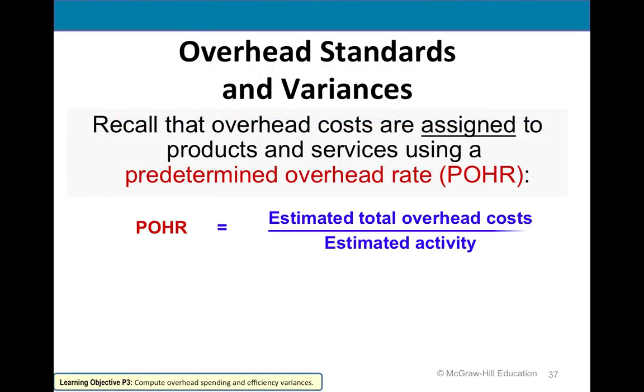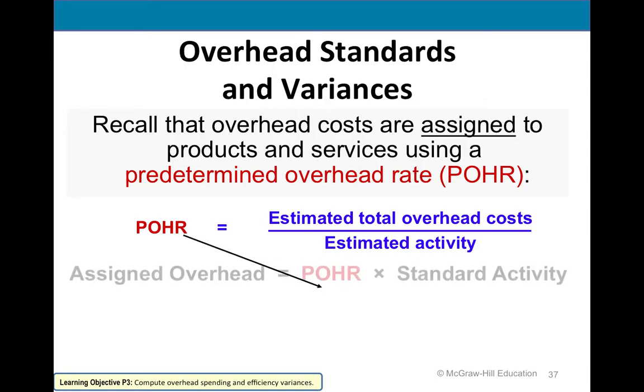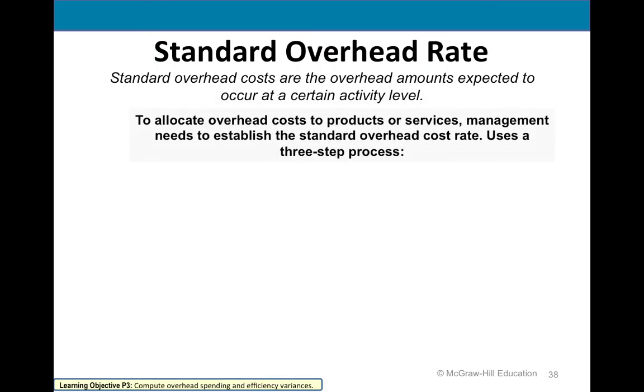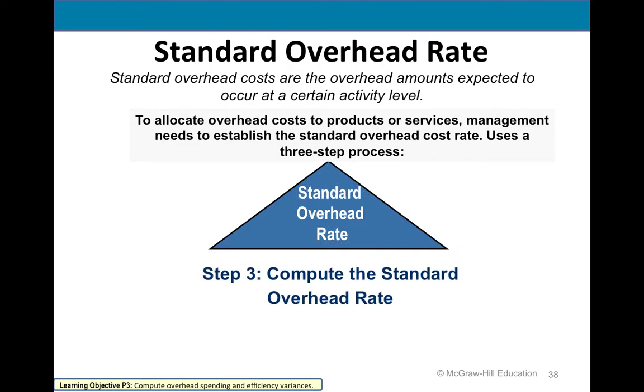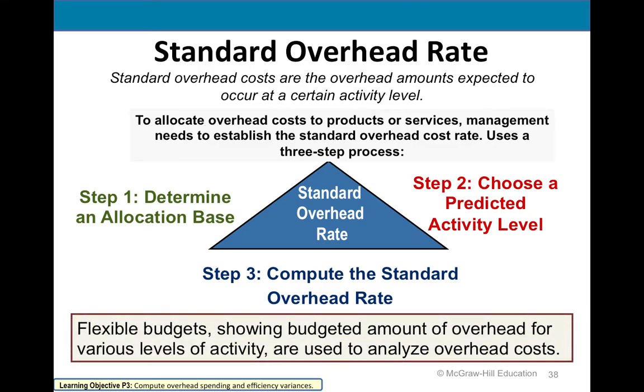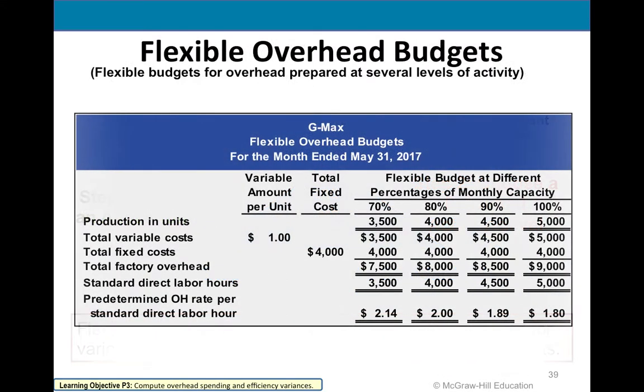The last part, overhead standards and variances. So again, start with the predetermined overhead rate. Where should your overhead be at standard activity? How do we allocate overhead costs? Compute the standard overhead rate. Further, determine your allocation base. Is it machine hours, labor hours? What should it be? Predict activity level and compute the standard overhead rate.